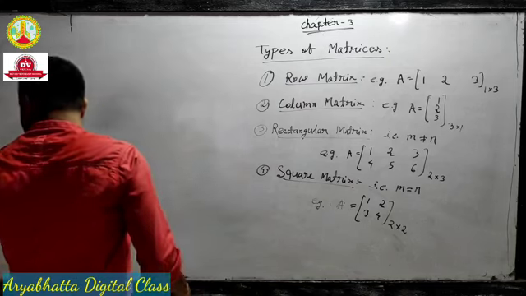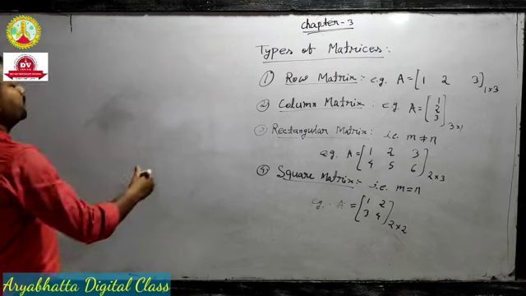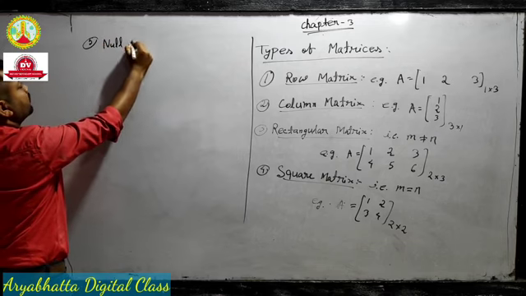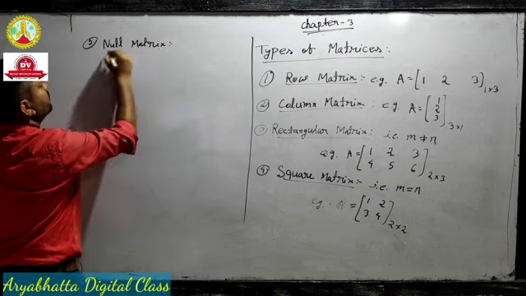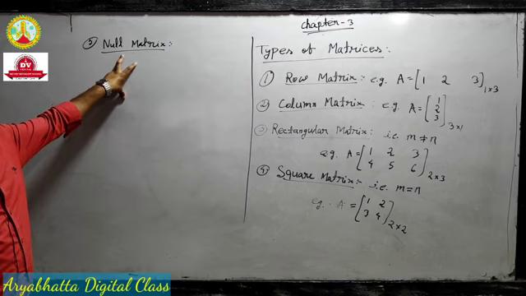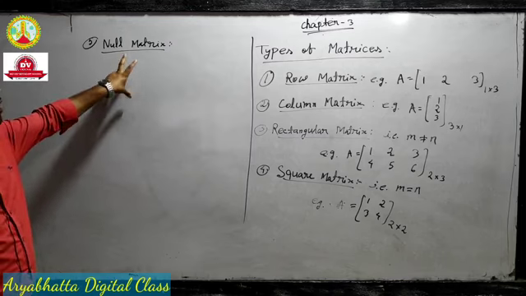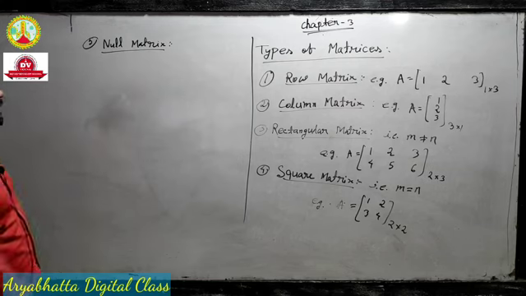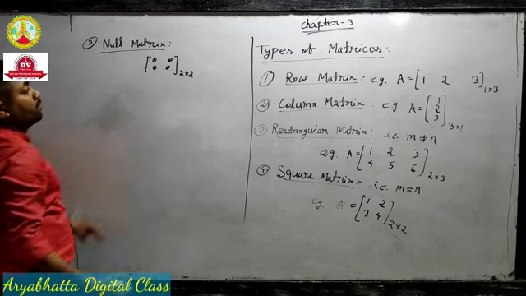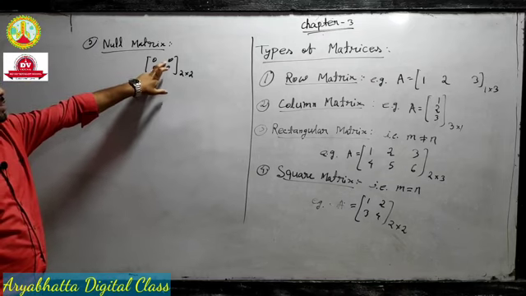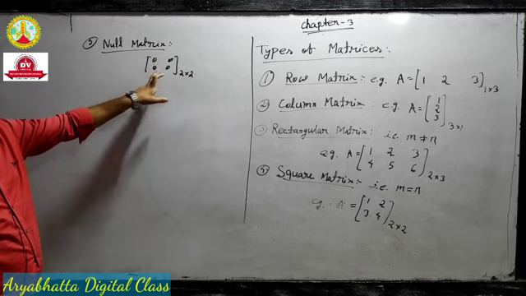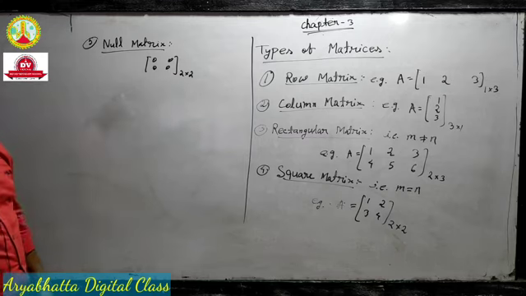Next, number 5, null matrix. If all elements of a matrix are 0, that matrix is called a null matrix. For example, 0, 0, 0, 0 of order 2 by 2. This is called a null matrix, because all elements of this matrix are 0.